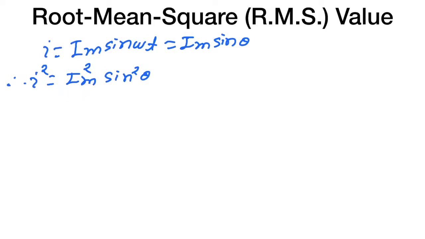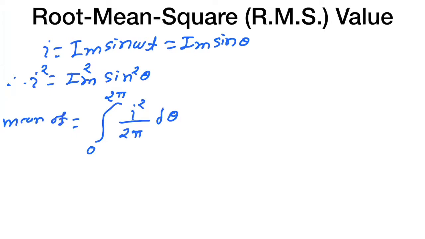Now, mean of the square of instantaneous value of the alternating current is given by integration 0 to 2 pi I square divided by interval 2 pi into d theta. It is equal to mean of I square. So this one is equal to mean square value of the alternating current, but we have to find out the root mean square value of the alternating current. So square root of this will give the root mean square value, that means RMS value of the alternating current.